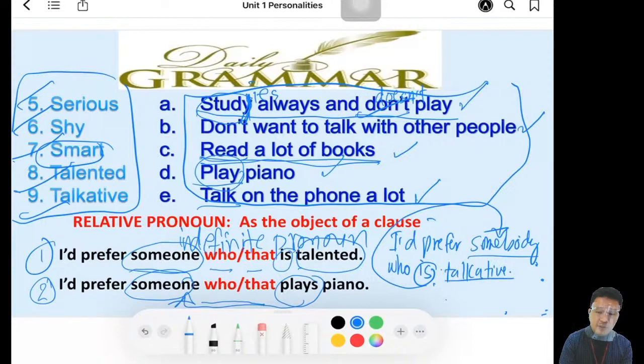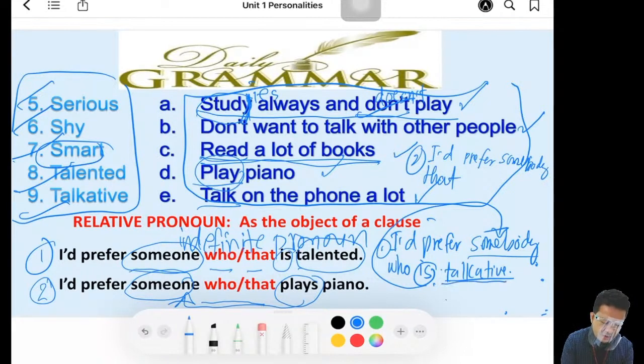So this is our vocabulary word. Or you can also say, this is sentence 1, sentence 2: I prefer somebody that talks on the phone a lot. Take note, we use talkative here, therefore we are going to use the meaning of talkative in the second sentence, which is talk on the phone a lot. But somebody is an indefinite pronoun, so we have to use the singular verb, or add s. That talks on the phone a lot.